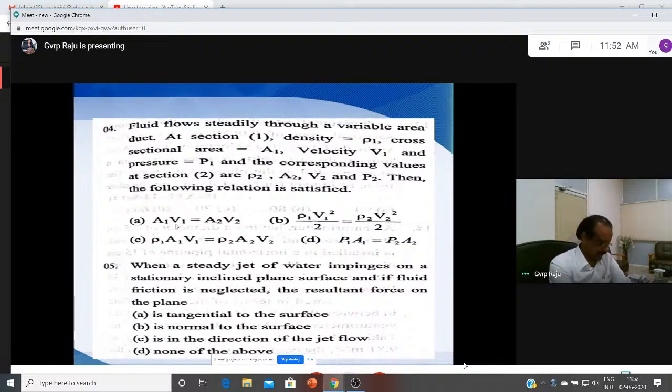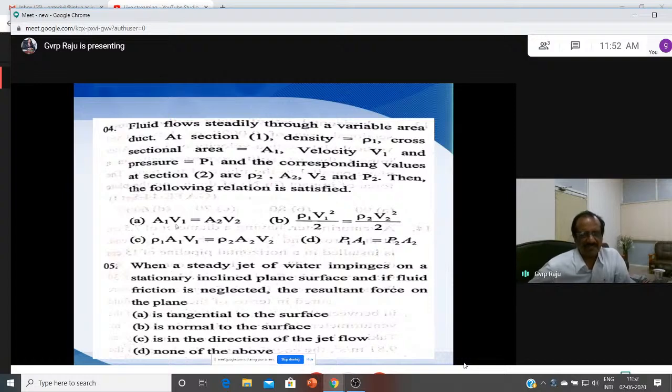4. Fluid flows steadily through a variable area duct. At section 1, the density is rho 1, cross-section area is A1, and velocity is V1, and pressure is P1. The corresponding values at section 2 are rho 2, A2, V2. Rho 2 is the mass density at section 2, A2 is the area at section 2, V2 is the velocity at section 2, and P2 is the pressure.